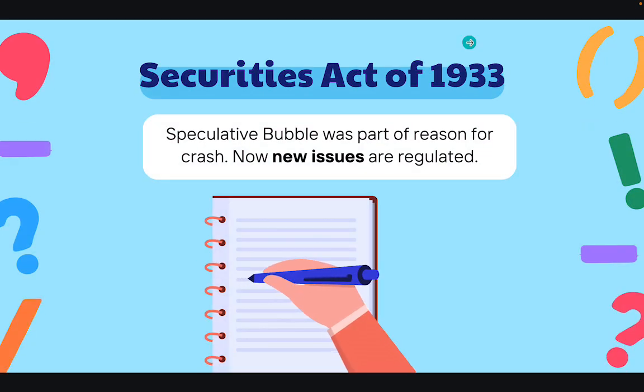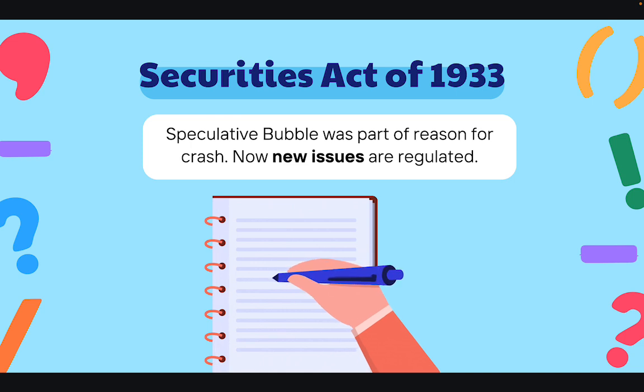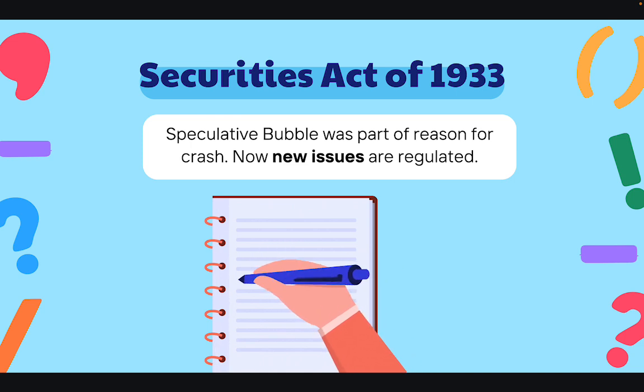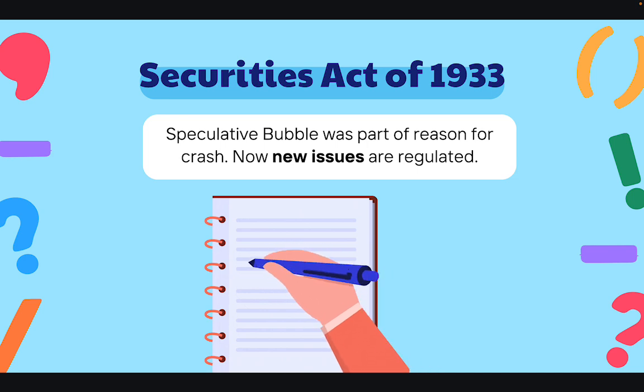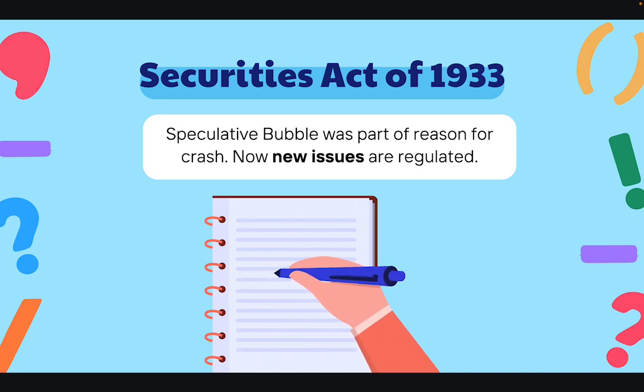Okay, the Securities Act of 1933 came into effect because there had been a crash. There had been a speculative bubble that was part of the reason for the crash. And so they decided, you know what, we need to regulate these new issues, because everybody was speculating as to what was going to happen, and it caused a disaster.